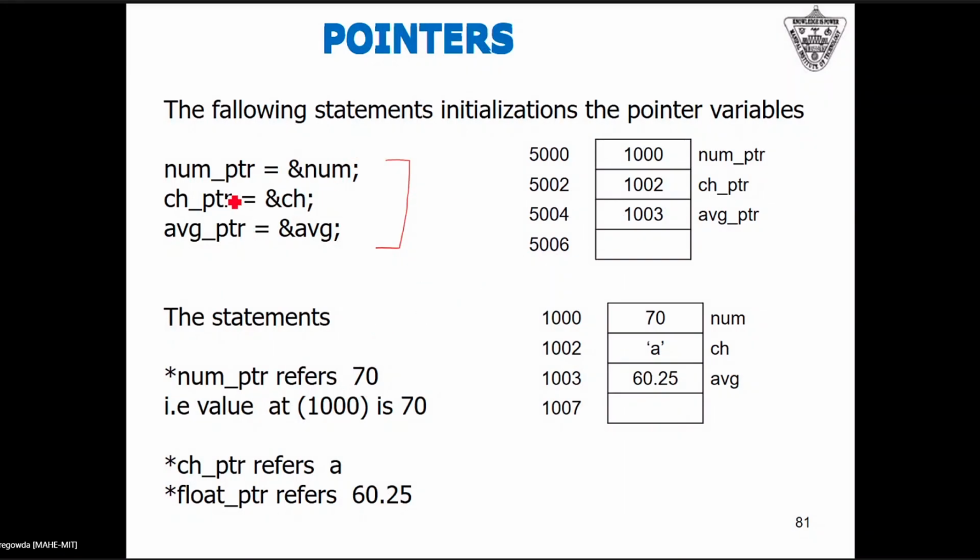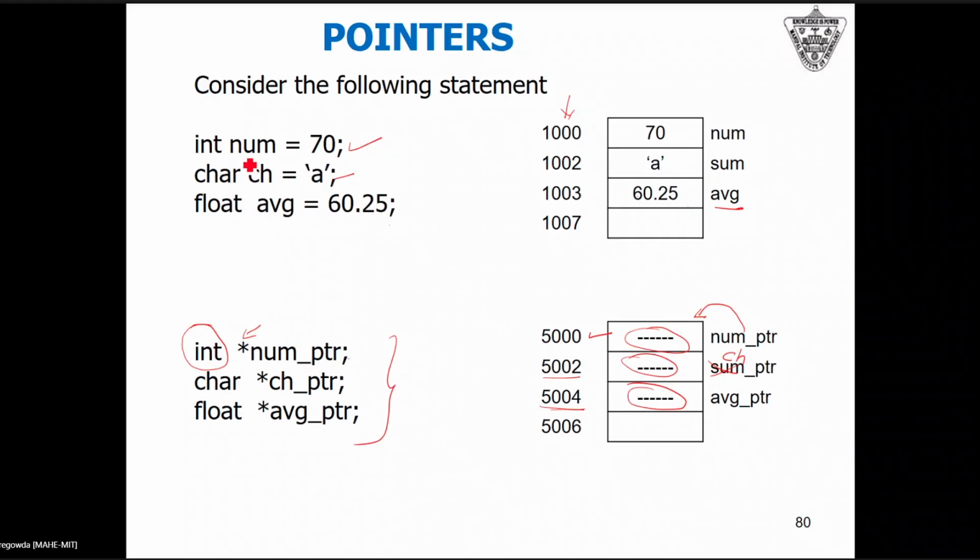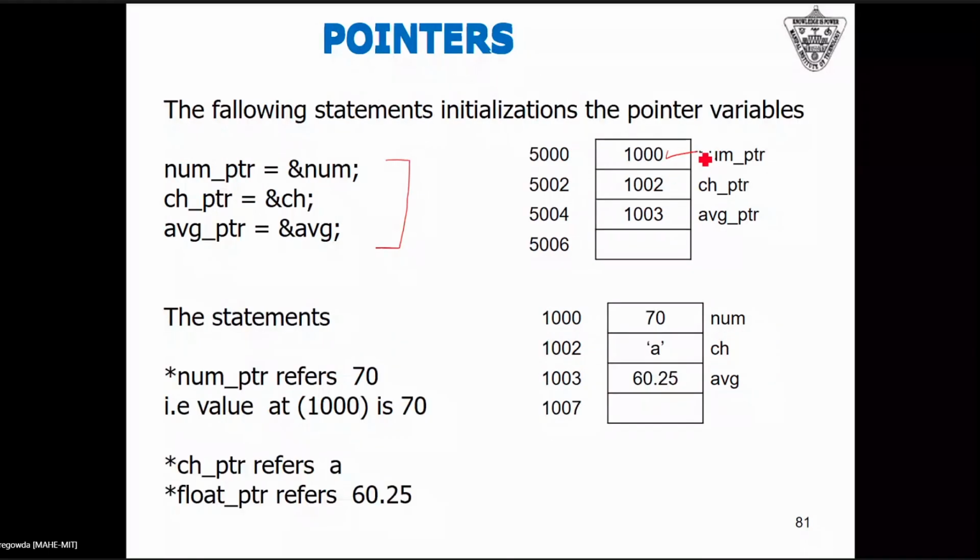Okay, in the previous slides, we have declared the pointers and the basic data types also, and we have seen what their addresses are. Now, I'm going to initialize the pointers here. numptr is equal to &num. When I do this, what is the address of num? If you look at the previous slides, the address of num is nothing but 1000. When I say numptr is equal to &num, it means that the 5000 location will have the value 1000.